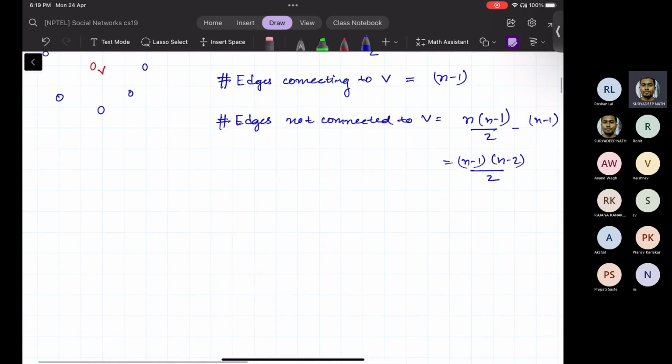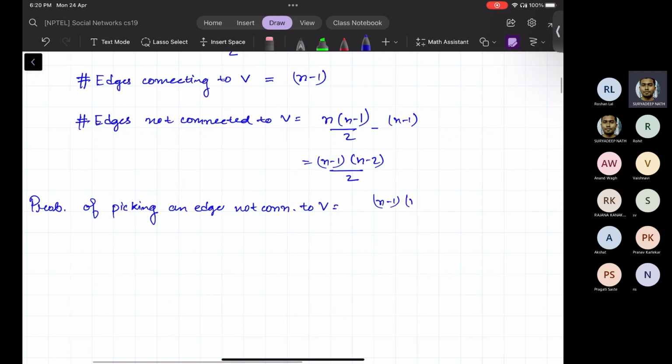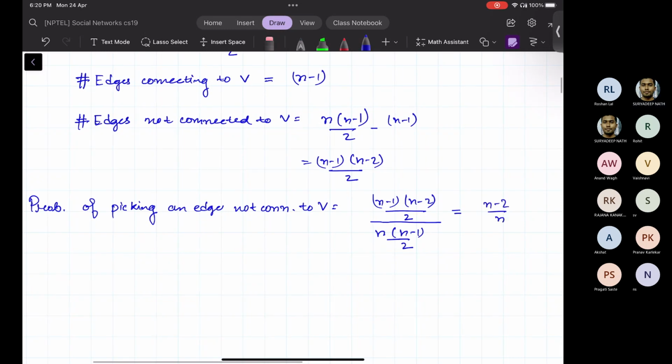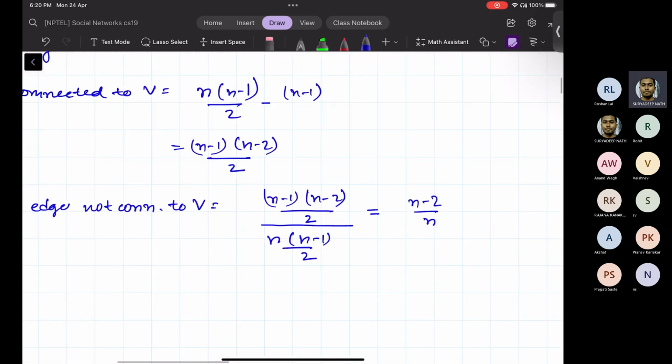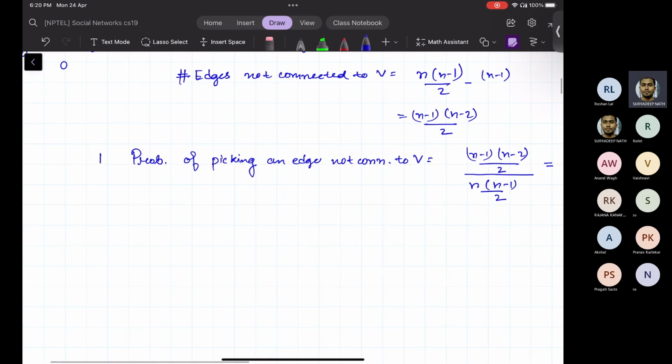Now, what is the probability of picking an edge not connected to V? That is the event of picking an edge that is not connected to V. So n minus 1 into n minus 2 over 2 edges are not connected to V. If we pick one of such edges from the total collection of n into n minus 1 over 2 edges, then we get the probability. So this will basically be n minus 2 over n. Now we can rewrite this as 1 minus 2 over n. Let's call it P.